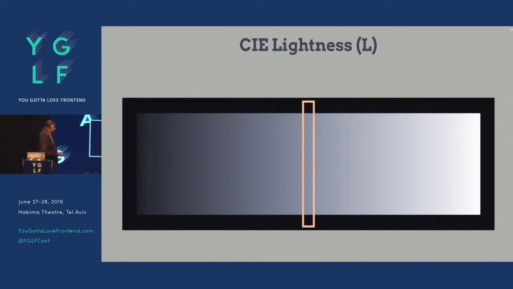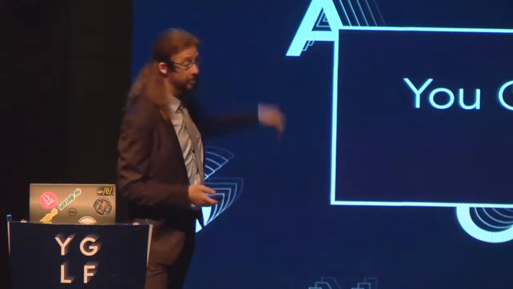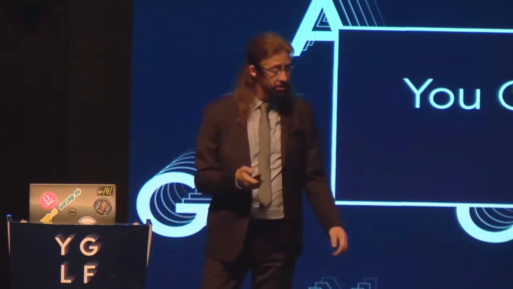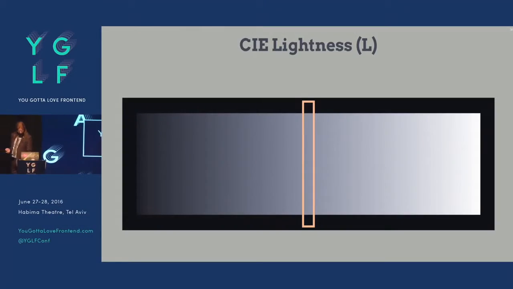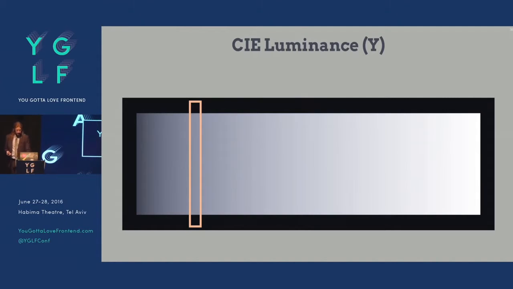Okay, so there's the L axis of LAB, and as you can see, mid-gray has the desirable property of being right in the middle, so already we're off to a good start. And comparing that to luminance, you can see the difference there. Yes, that's where we want to be.